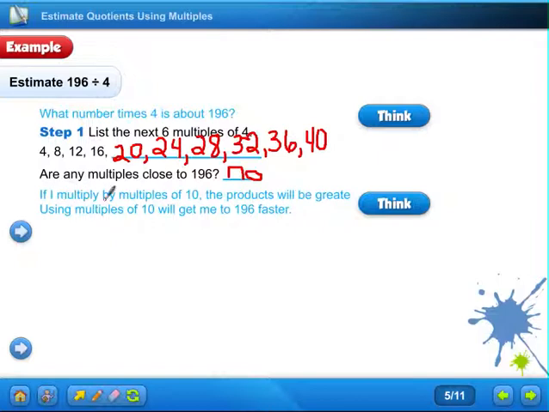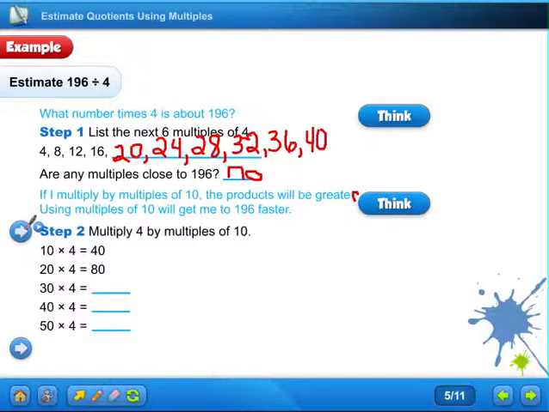If I multiply by my multiples of 10, the product will be greater. I don't know why they didn't have that R. Greater. Using multiples of 10 will get me to 196 faster. So, multiply 4 by multiples of 10.